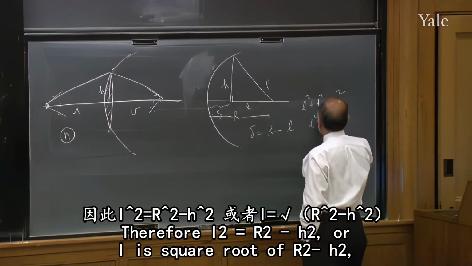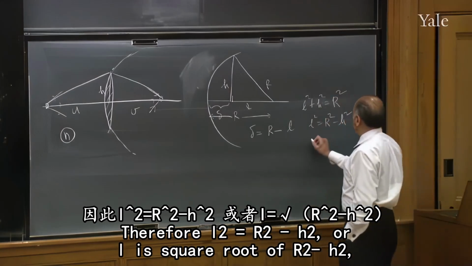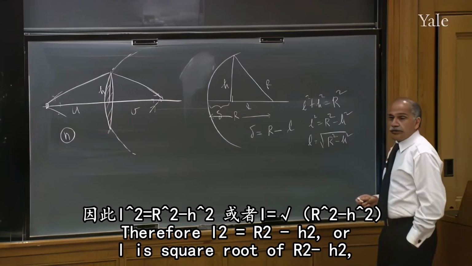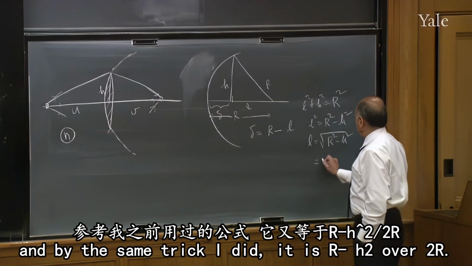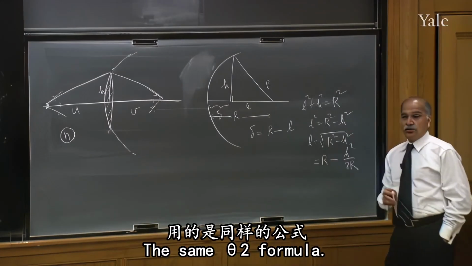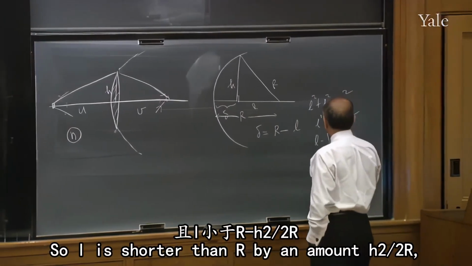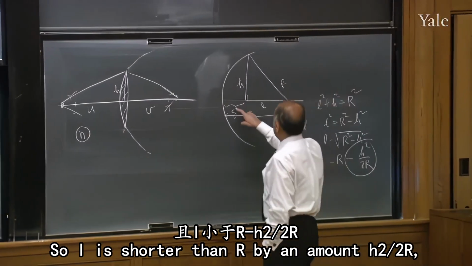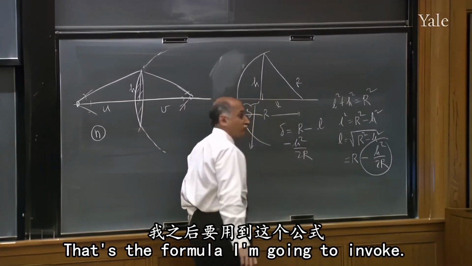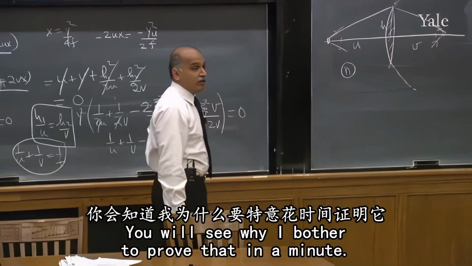Therefore, L squared is equal to r squared minus h squared, or L is the square root of r squared minus h squared. And by the same trick I did, it is r minus h squared over 2r, the same theta squared formula. So L is shorter than r by an amount h squared over 2r, so this delta is equal to h squared over 2r. That's the formula I'm going to invoke. You will see why I bothered to prove that in a minute.